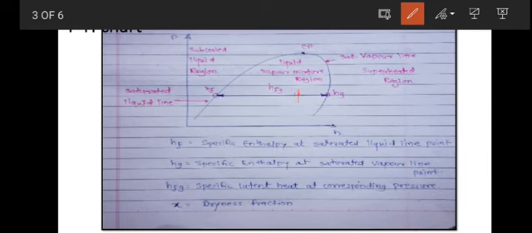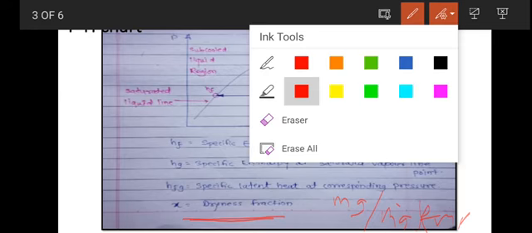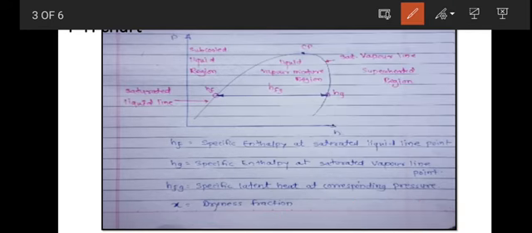If we need to find out the enthalpy at that point, we must know what percentage of vapor is available in that mixture. So to find that, we need to find the dryness fraction. Dryness fraction is the mass of vapor available divided by the total mass, that means the mass of gas divided by the mass of gas plus the mass of liquid, the total mass of that refrigerant. By using that, we find the dryness fraction, and depending upon the dryness fraction, we can find the enthalpy at the corresponding points.